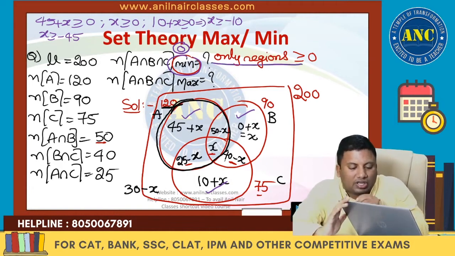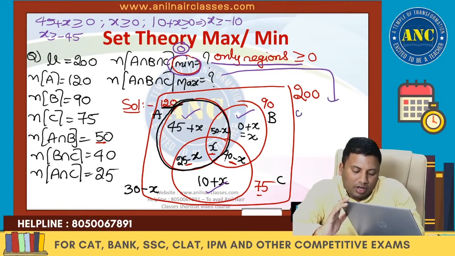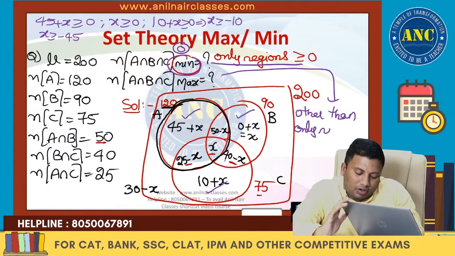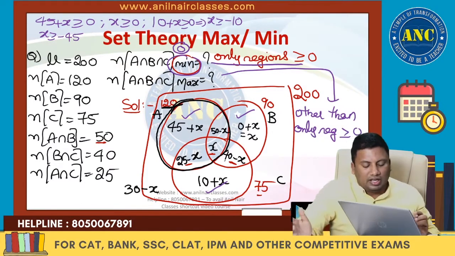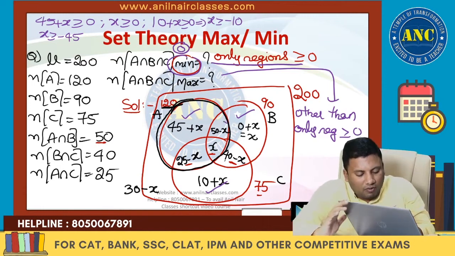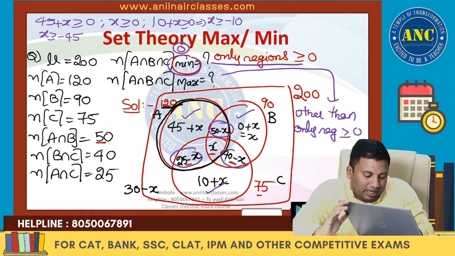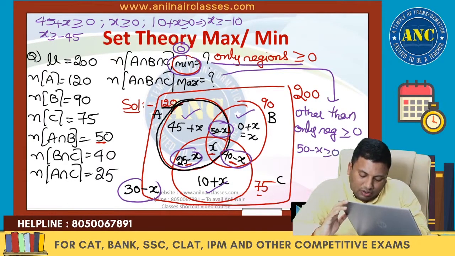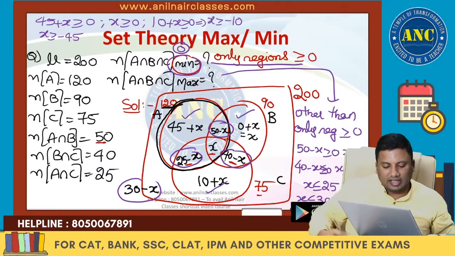For minimum, only regions should be greater than or equivalent to 0. Maximum means other than only regions will be greater than or equivalent to 0. What are the other than only regions? These are the 4 regions. 50 minus X greater than or equivalent to 0, X is less than or equivalent to 50. 40 minus X greater than or equivalent to 0, X is less than or equivalent to 40. X is less than or equivalent to 25. X is less than or equivalent to 30.